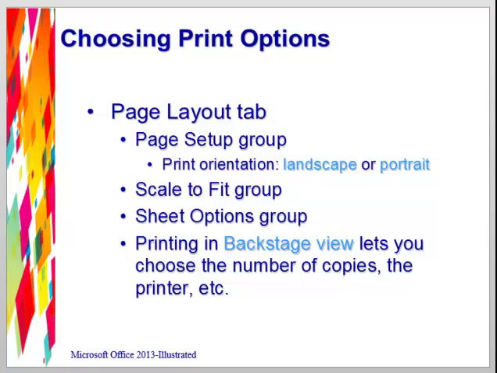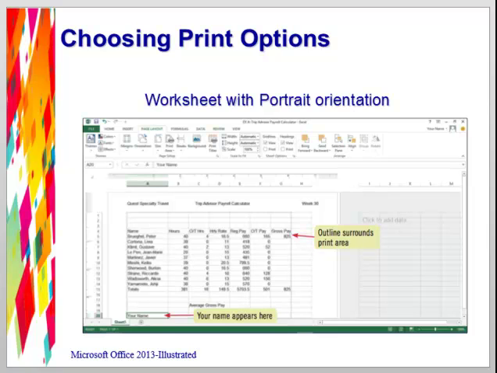It all depends upon how big your spreadsheet is, which way you want to go with it, how wide it is, whether you want to go landscape or portrait. You're going to possibly choose scale to fit. You're going to pick sheet options. In other words, if you want to print multiple sheets out of a workbook, you'd tell it that. And then printing in Backstage View lets you choose the number of copies, the printer, etc. All different things that you're able to choose by going into that view. So you're going to look at choosing print options.